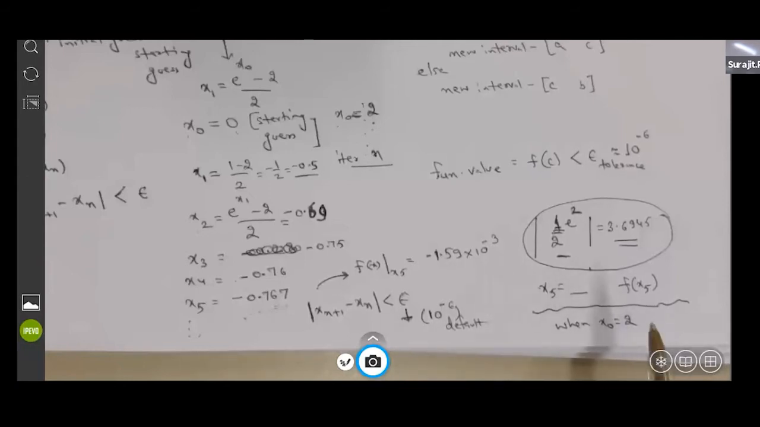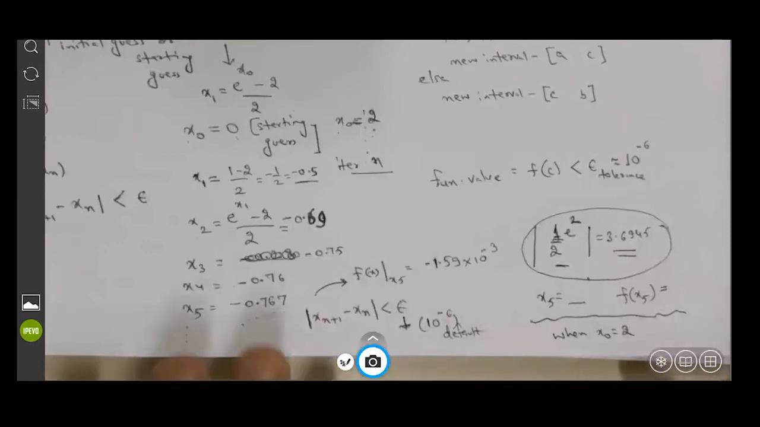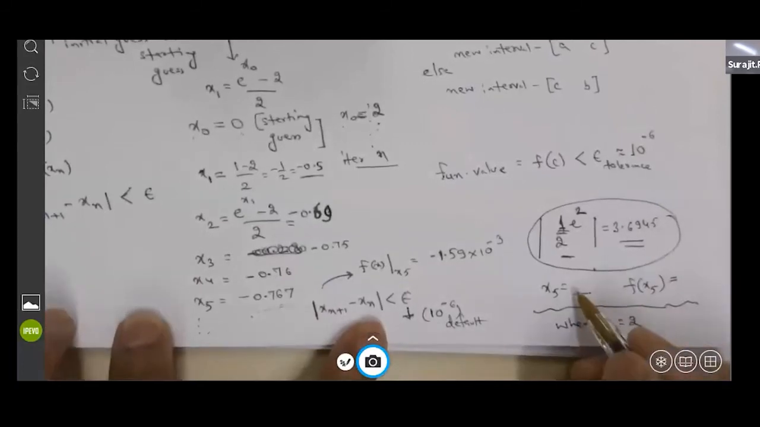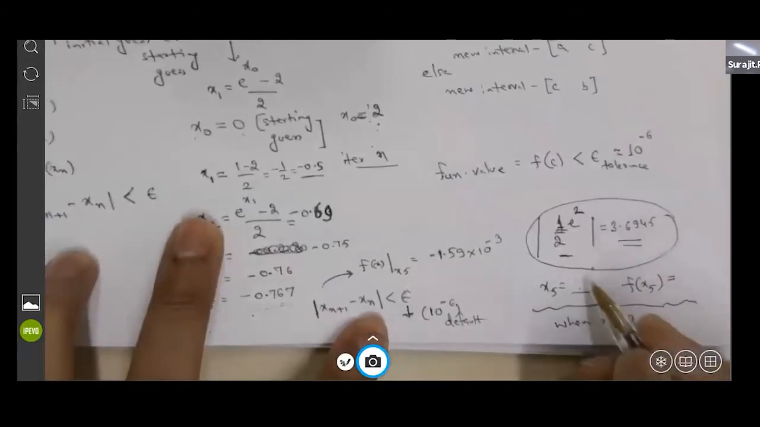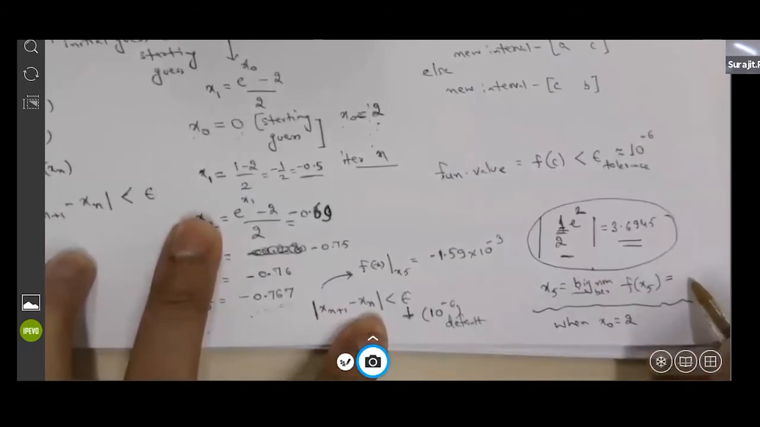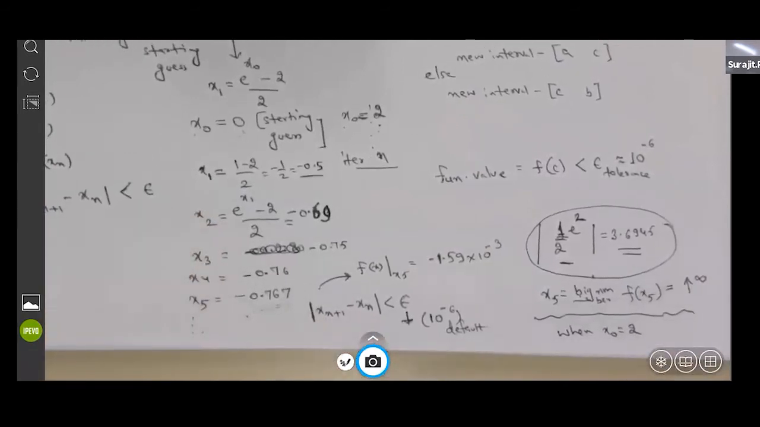Can anybody tell me what your x5 is coming out to be? It seems to be diverging. Yes, it will diverge. x4 was too big, the calculator couldn't handle it. x3 is 299.7. So basically you are seeing it is divergent. It's a very big number, moving towards infinity, isn't it? Yes.